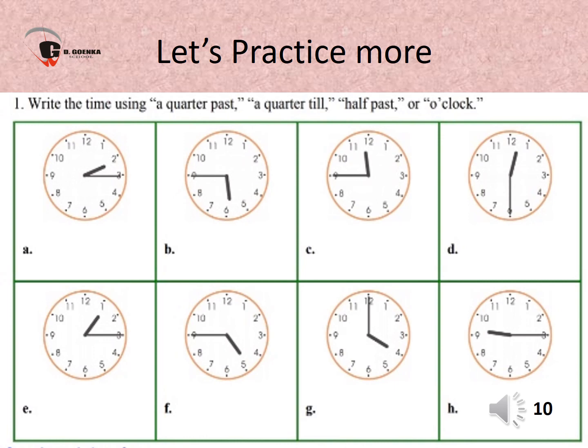E part. The minute hand is at number 3 and the hour hand is just past number 1. So what is the time? Yes, quarter past 1 or 1:15. Now part F. Here the minute hand is at number 9 and the hour hand is just behind number 5. So what is the time? Yes, the time is quarter to 5 or 4:45.